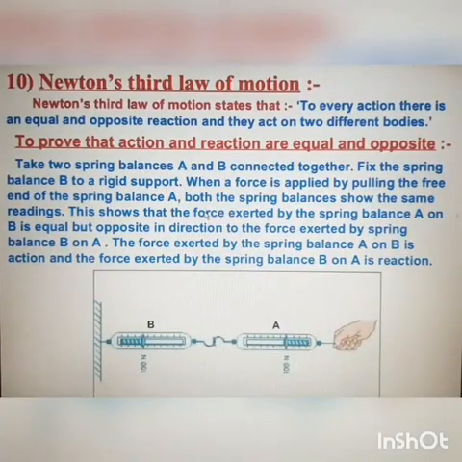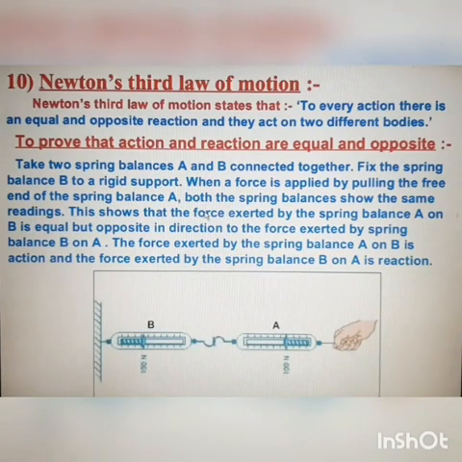Now, let us move on to Newton's third law of motion. It states that to every action there is an equal and opposite reaction, and they act on different bodies. That means whenever there is an action and reaction involved, two bodies are required, and action and reaction will always work on different bodies in different directions as well.